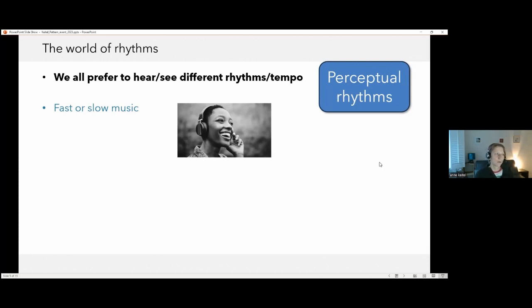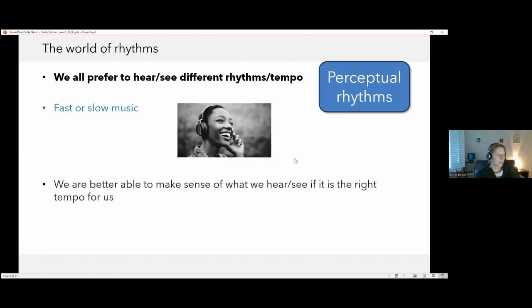But this idea of perceptual rhythms is not just about our preferences, it's also about when we are better able to make sense of what we hear or see, if it's the right tempo for us. So, for example, what that means is sometimes people around us speak very fast, and for some of us, this might present a perceptual challenge. So sometimes people talk so fast that some of us have actually problems following what they're saying. And the reverse can be true as well. So sometimes people talk so slowly that it is really hard for us to follow because it's just so slow.